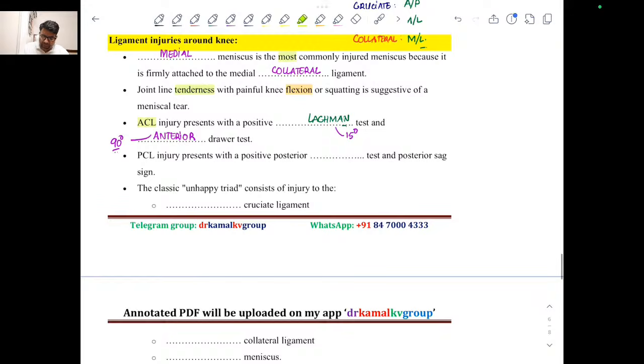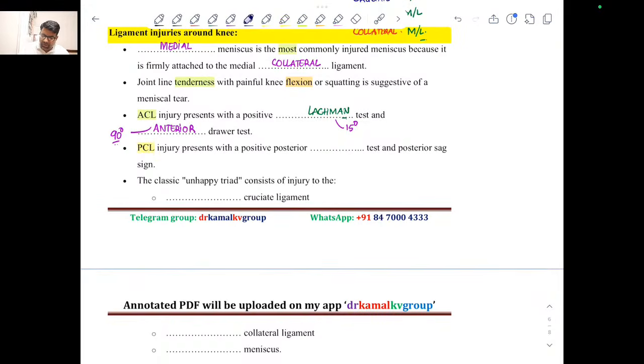Similarly, if the question is about posterior cruciate ligament, what will we do? We will do a posterior drawer test, and we will look for posterior translation of the tibia over femur, or what we can see is a posterior sag sign. So sometimes we can see the tibia going behind the knee joint, right? So that is known as posterior sag.